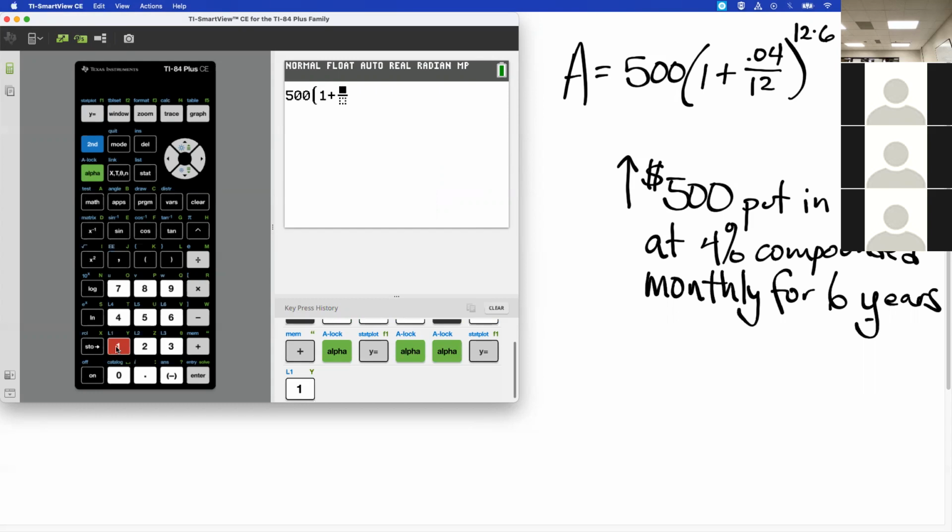So I want to put in 0.04 for 4%. Compounded monthly is 12 times per year. And then I hit to the right to get out of the fraction. Hit a parenthesis again. And now I need the power on there. So this little up arrow, which is probably the same power button on almost all the calculators, that's how you do a power. I want to do 12 times 6. So my goal is pretty much to just type it in exactly like it looks.